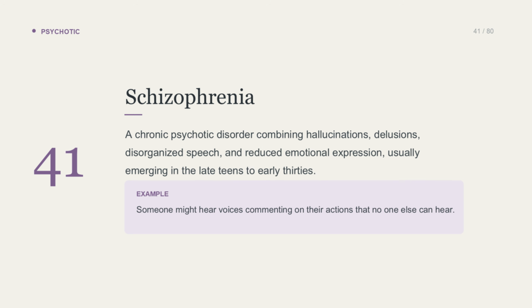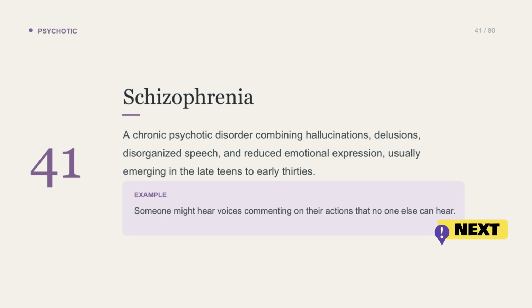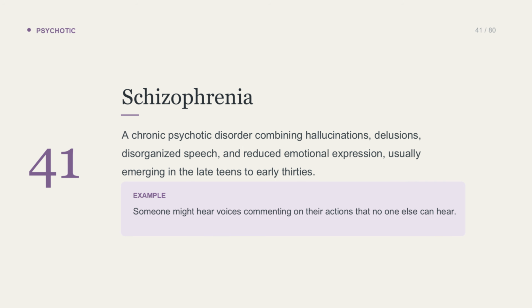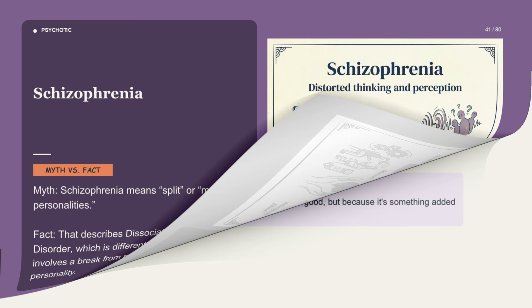41. Schizophrenia. Schizophrenia is a chronic psychotic disorder involving a combination of hallucinations, delusions, disorganized speech, and reduced emotional expression, typically emerging in the late teens to early 30s. For example, someone with schizophrenia might hear voices commenting on their actions that no one else can hear.